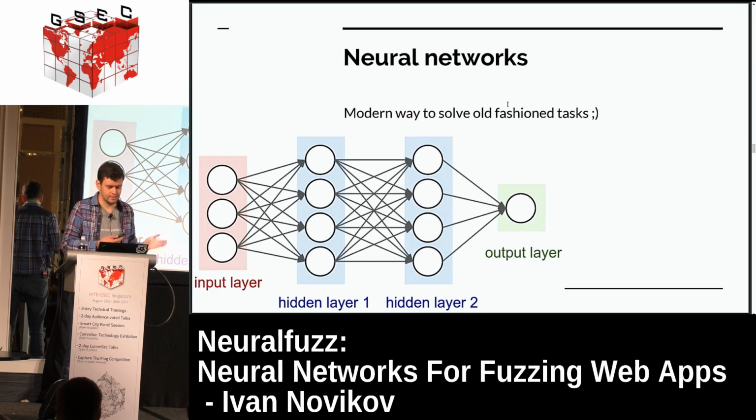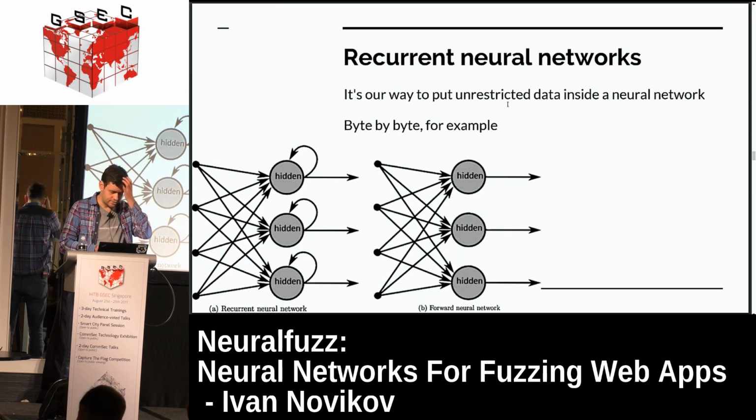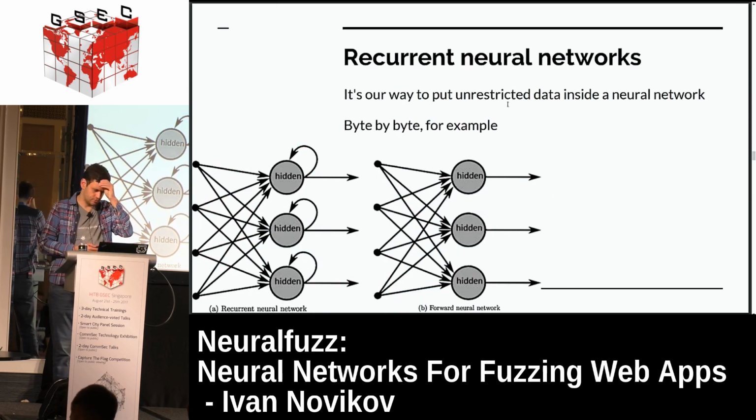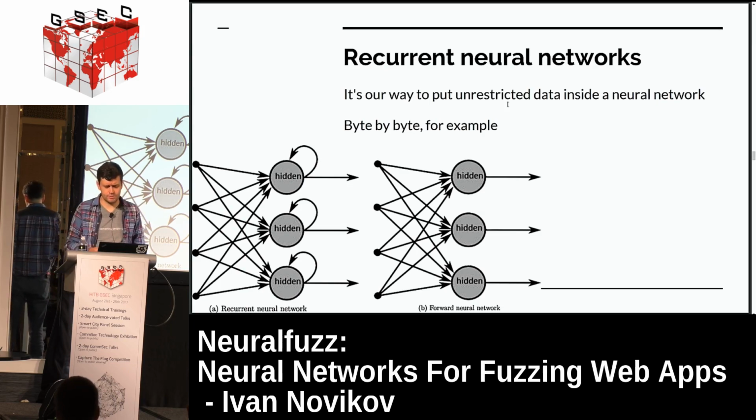Because of the fuzzing, it's a super obvious thing. Obviously, to be able to generate something with a context, we should apply recurrent neural networks. The difference is it is our way to put unrestricted data, like data with no restricted size. Obviously, our fuzzer should be able to generate 1 byte, 4 byte payloads, I don't know, 60 byte payloads with no modification, right? And to solve this problem, we should use recurrent neural networks. We have no other way.